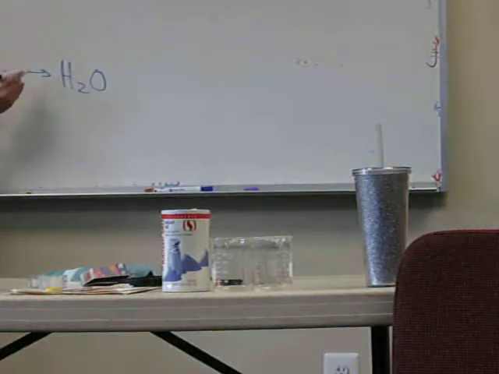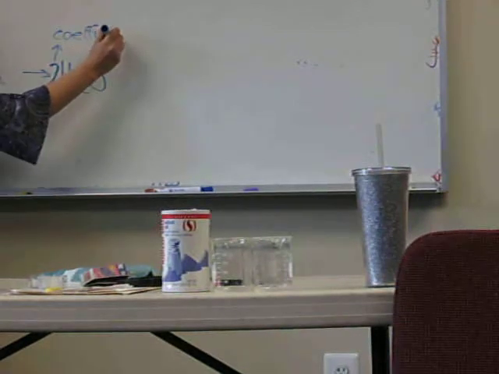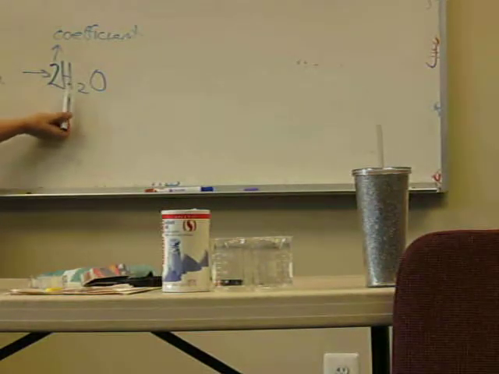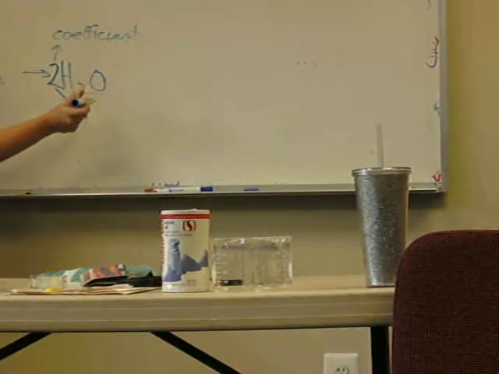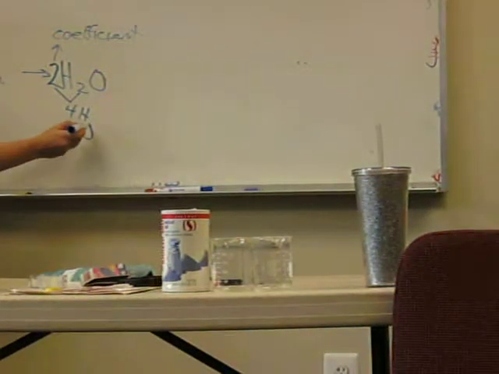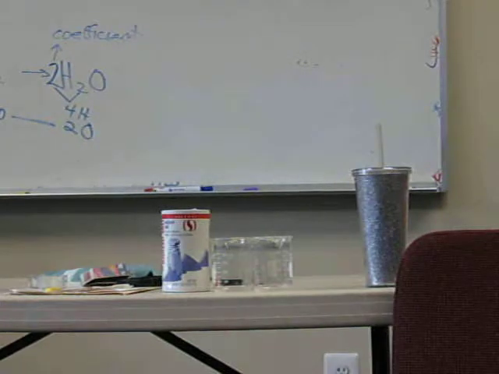So what we have to do is balance using coefficients. This is a coefficient. That means now I've got four hydrogens. See, 2 times 2 is 4 hydrogens, and 2 times 1 oxygen is 2 oxygens. Over here, now I've got two oxygens, which is good. They're the same. But I only have two hydrogens here and four over here, so I use a coefficient to make it four hydrogens. Now I've got four hydrogens here and four here, two oxygens here and two here. That means every atom that goes into the reaction comes out the other side. It's balanced. The law of conservation of mass is kept.